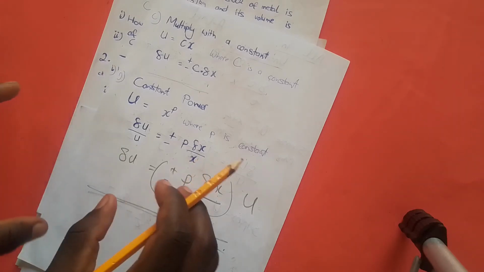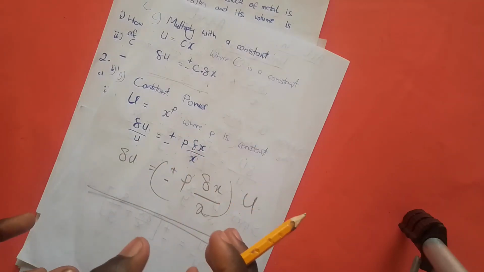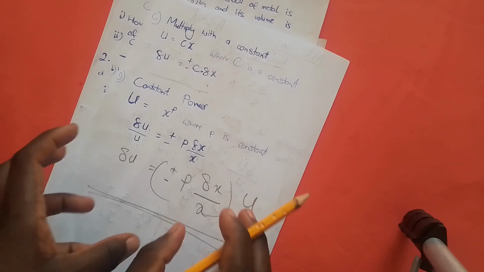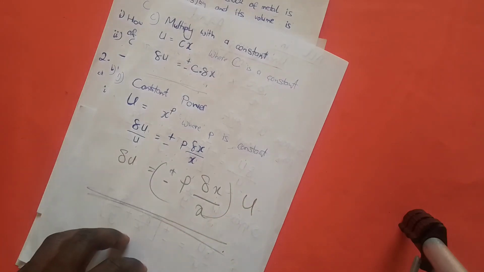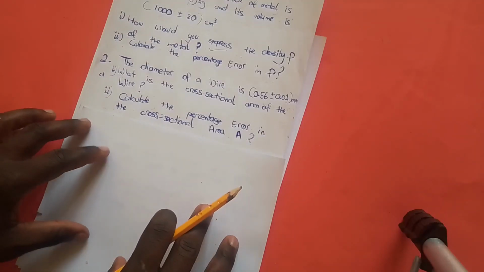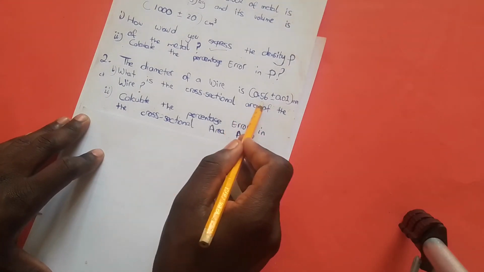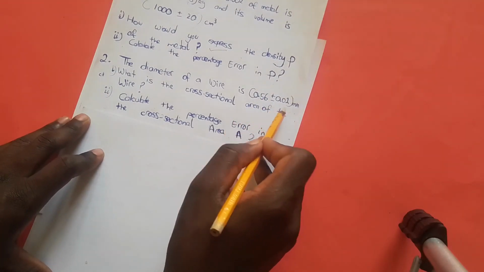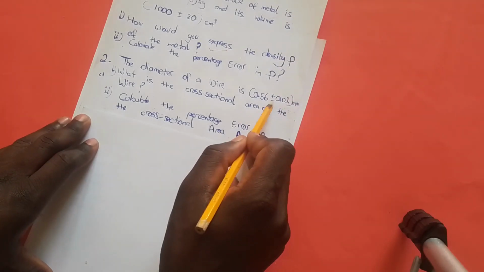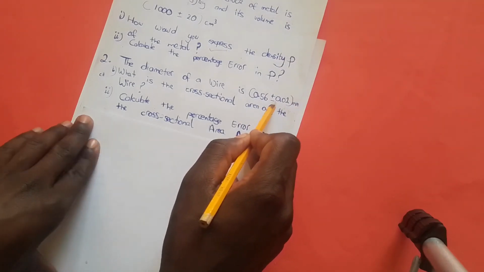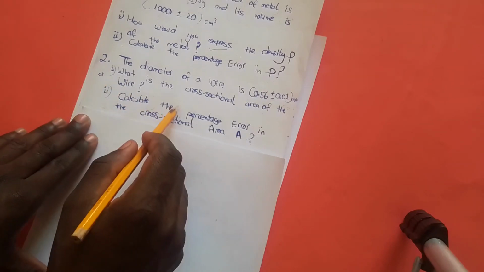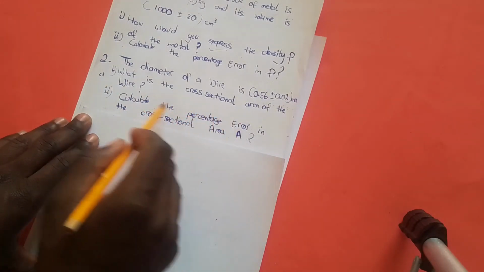Okay, so take note of this concept. These are the concepts that are going to be used to solve question 2. So let's go back to question 2. Question 2 gives us the diameter of a wire, which is 0.56 plus or minus 0.01 millimeters. This is the absolute error in the diameter, right? Item 1 of the question says that we should find the cross-sectional area of the wire.